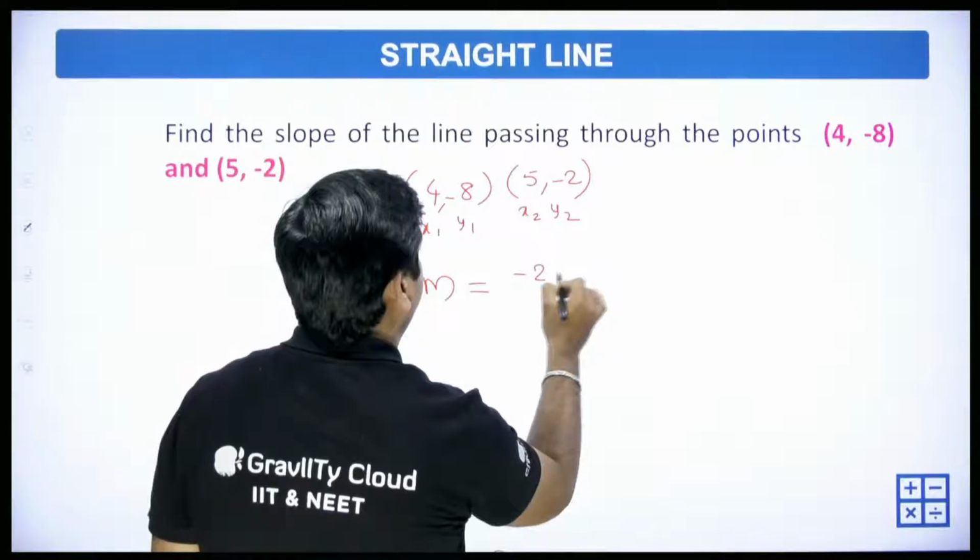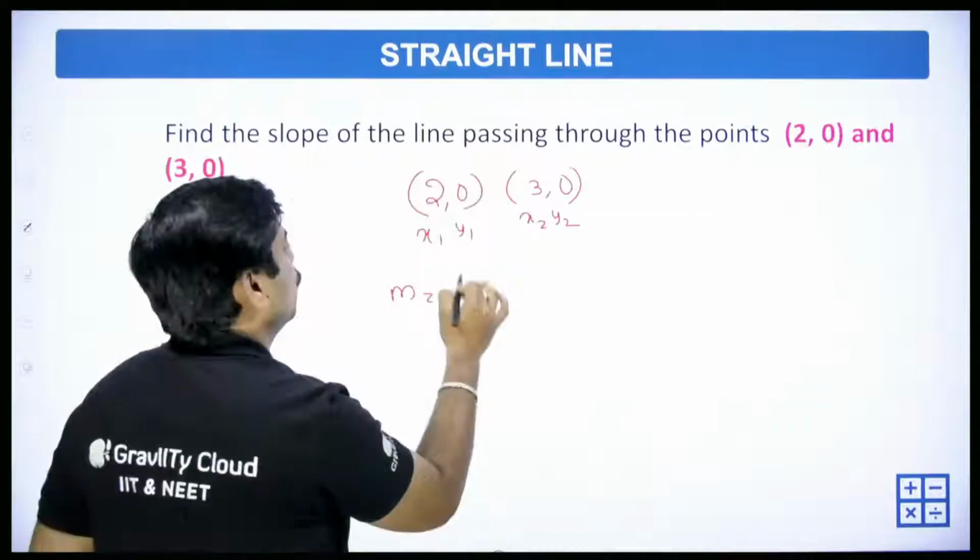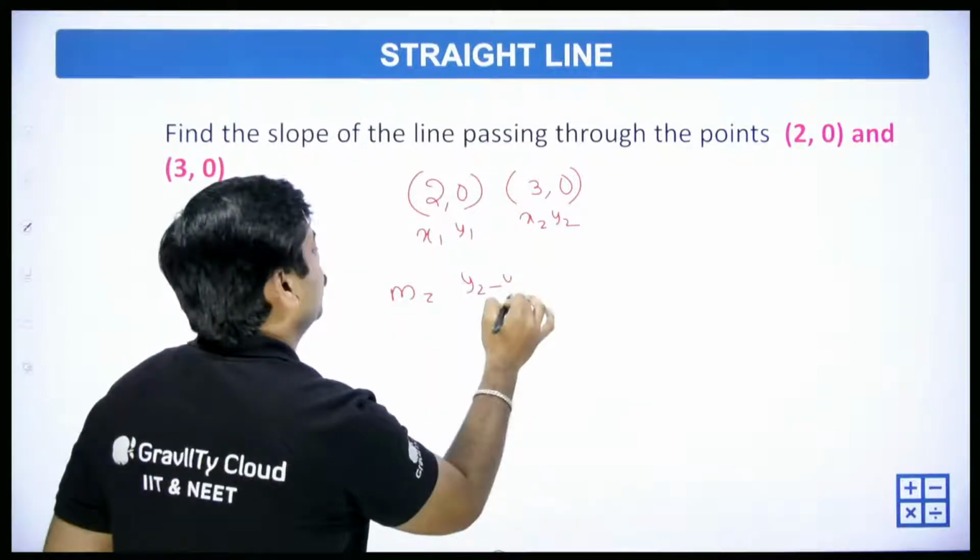Moving ahead, find the slope of the line joining (2, 0) and (3, 0). This is very important again. You need to understand something here. First of all, let's try to understand the slope of this line. So x1, y1 and x2, y2. m = (y2 - y1)/(x2 - x1) = (0 - 0)/(3 - 2). So that will give you 0 by 1, which is 0. So the slope is 0.